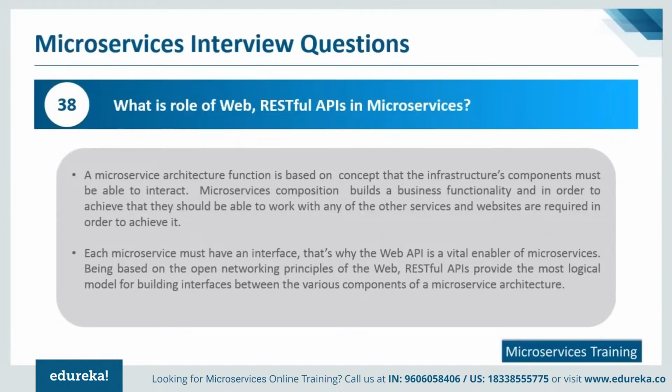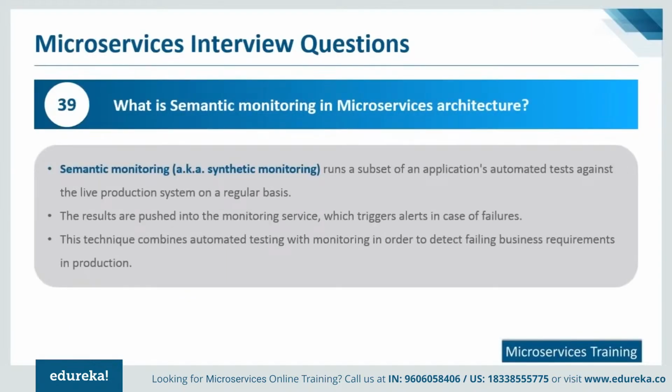What is semantic monitoring in microservices architecture? Now, when you talk about semantic monitoring, let me give you an example. You have your application which is up and running, but you still do not know whether it gives you the best output or whether every module in your application is working in the best possible way. So what you do is you go ahead and generate a pseudo transaction. Now this transaction runs through every module and generates an output.